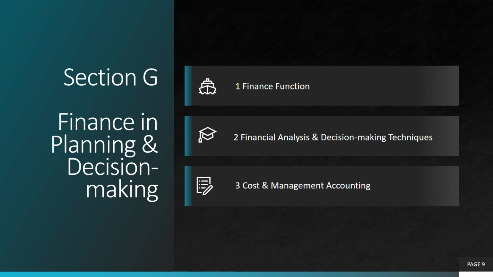And third is cost and management accounting. So if you have forgotten what is management accounting, all those ABC costing, process costing, just go and revise it a little. It will help you, right? Because in this SBL, it's not given in detail.